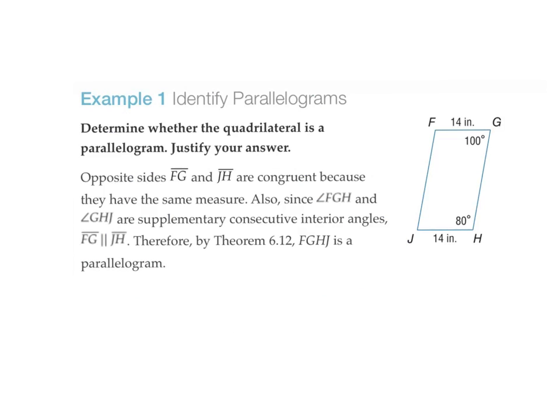You've got to determine whether the quadrilateral is a parallelogram and justify your answer. While going through what they've given you as the answer, don't forget opposite sides are congruent, and don't forget your two adjacent angles must equal 180 degrees, which in this case it does. So therefore, by theorem 6.12, it is a parallelogram.